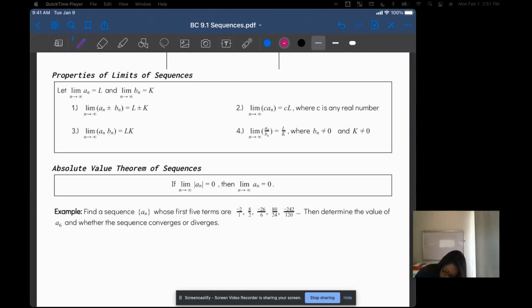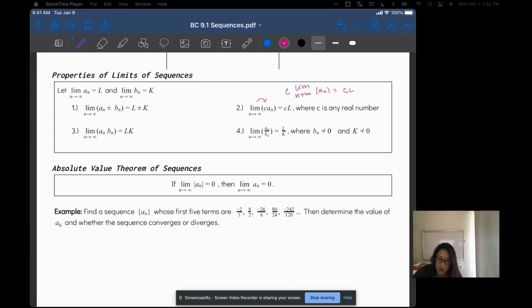We can also write this one here as C times the limit as n approaches infinity of a sub n is equal to C times L. Okay, so we can pull the constant out to the front if we want.